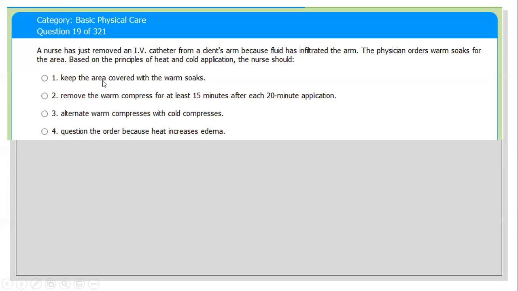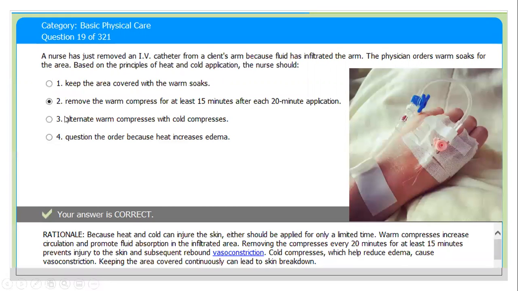Number one, keep the area covered with a warm compress. Number two, remove the warm compress for at least 15 minutes after each 20-minute application. Number 3, alternate warm compresses with cold compresses. Question the order, because heat increases the edema. The answer is to remove the warm compress for at least 15 minutes after each 20-minute application.